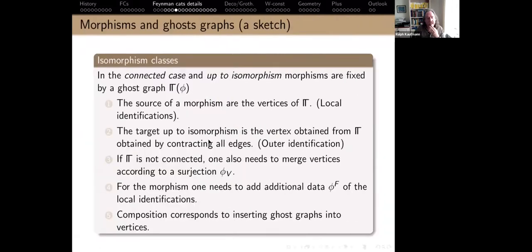And so here the first miracle happens. These are just fine print for lawyers. I think I might skip over them. There's extra data if you have to merge vertices. There's extra data to actually add the local identifications to fix an element in this isomorphism class. But then something automatic happens, which is really nice. So composition, this is a category. It has a defined composition. I define an underlying graph.